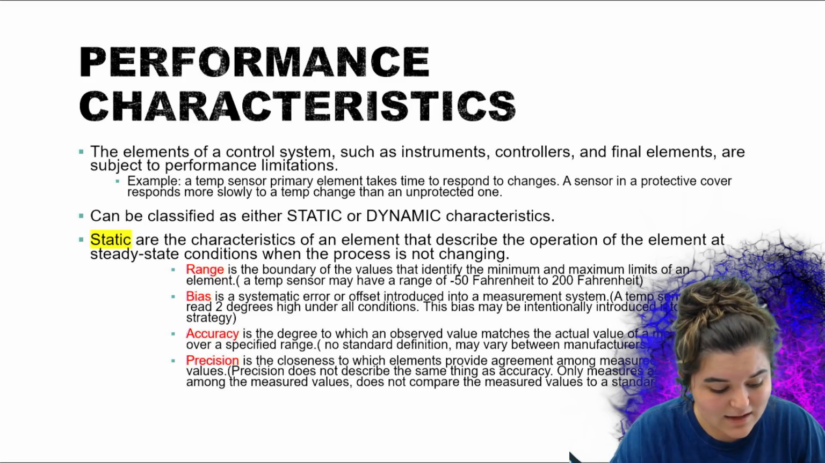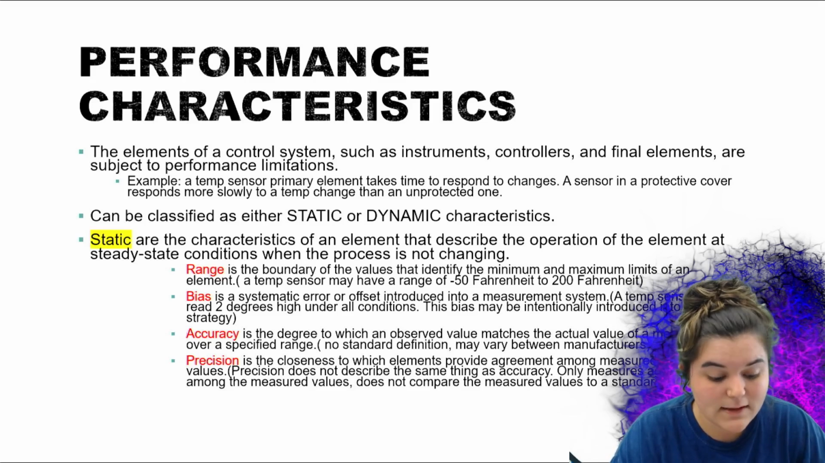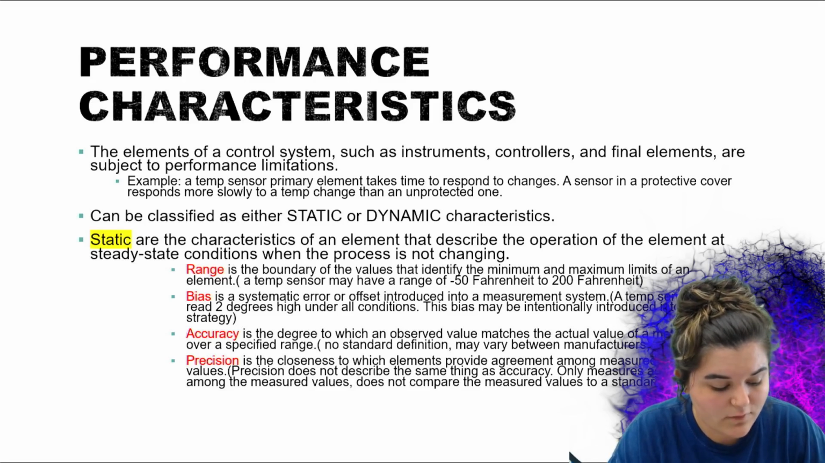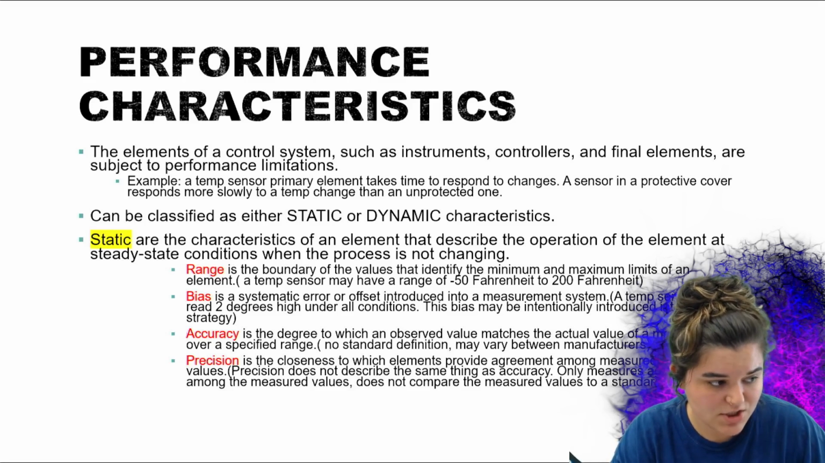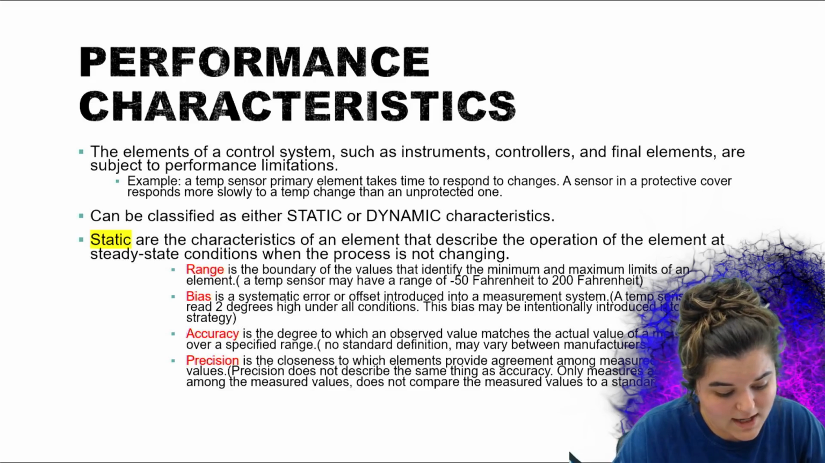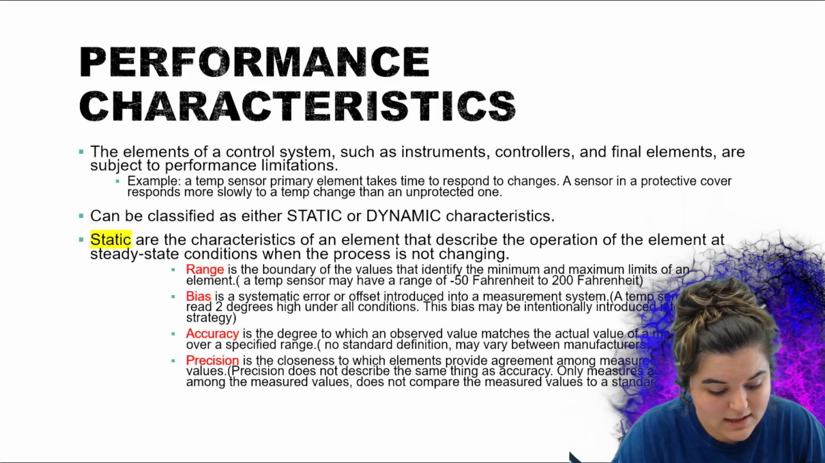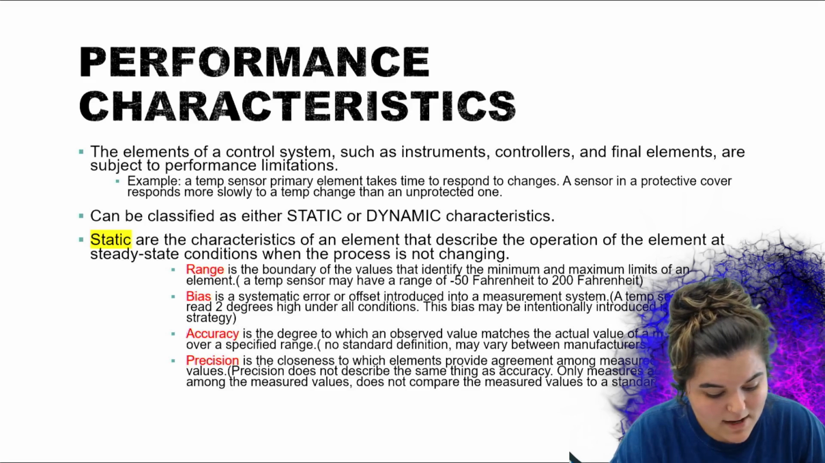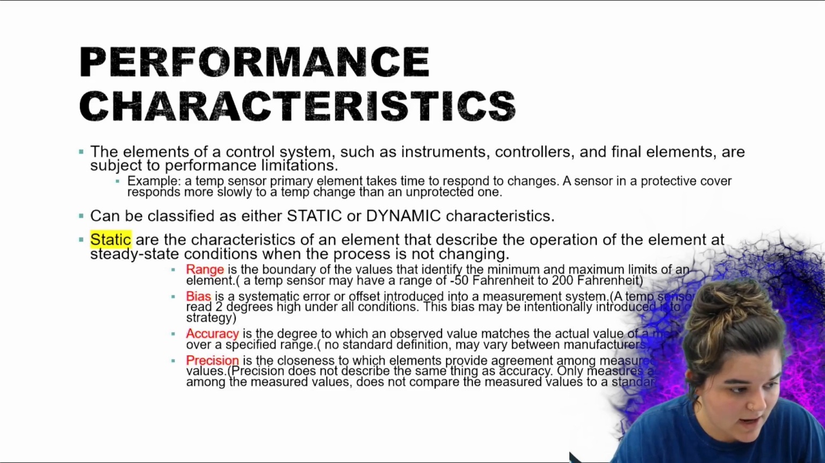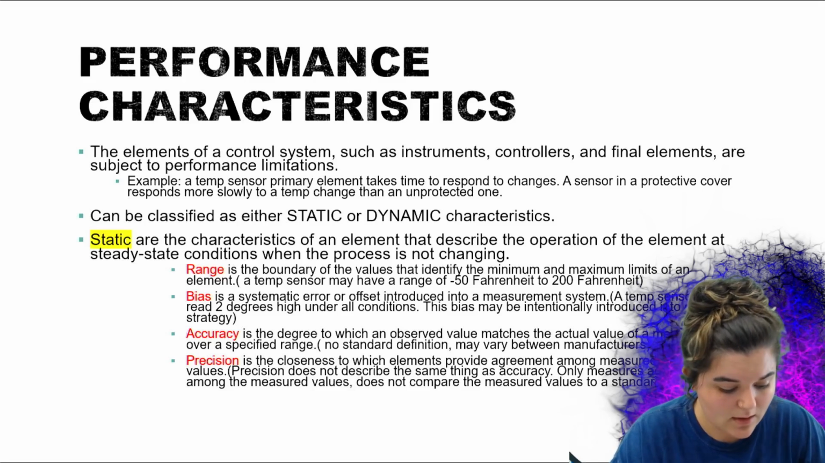So your static are going to be the characteristics of an element that describe the operation of the element at steady state conditions when the process is not changing. Range is the boundary of the values that identify the minimum and maximum limits of an element. So a temp sensor may have a range of -50 Fahrenheit to 200 Fahrenheit.